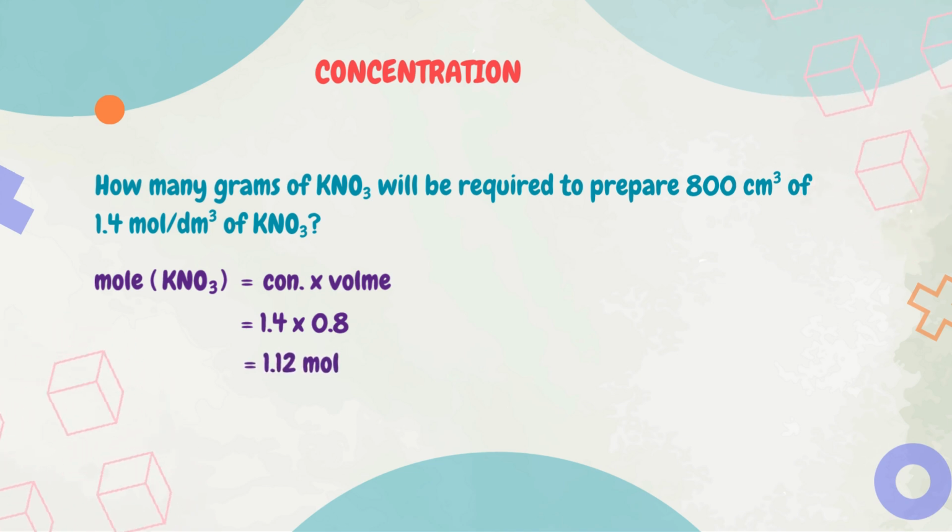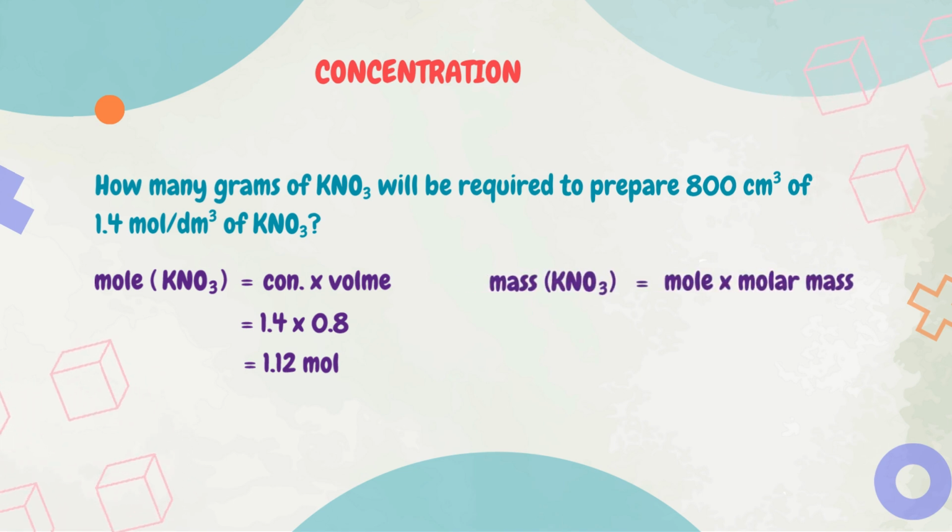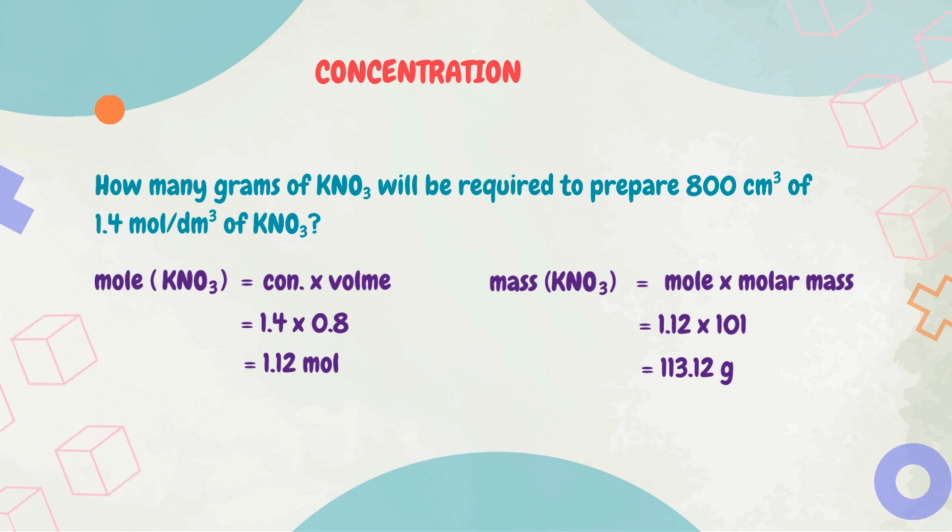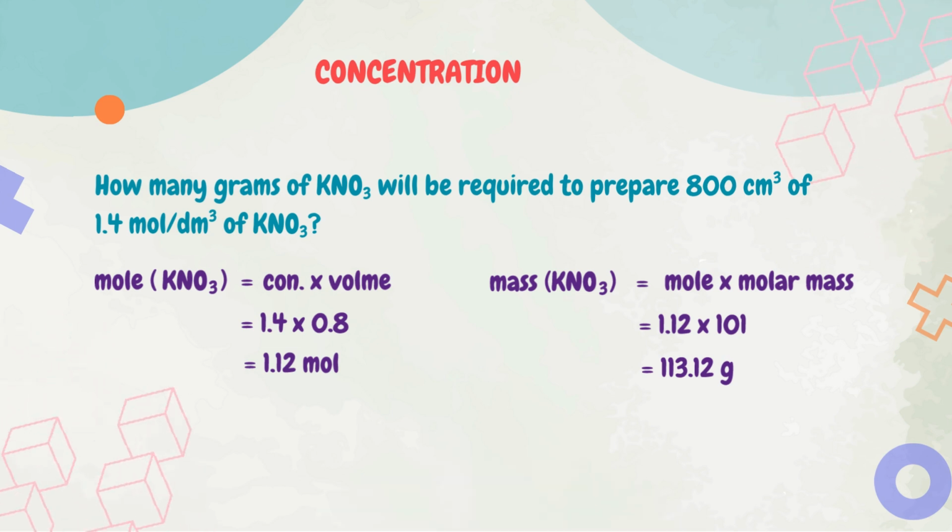Now we can calculate the mass of potassium nitrate. Mass is equal to moles of potassium nitrate times the molar mass of potassium nitrate. The moles of potassium nitrate is 1.12, and the molar mass is 101. This gives 113.12 grams as the mass of potassium nitrate required.